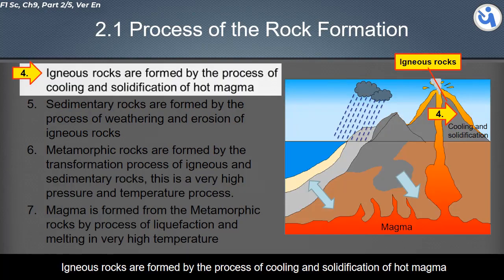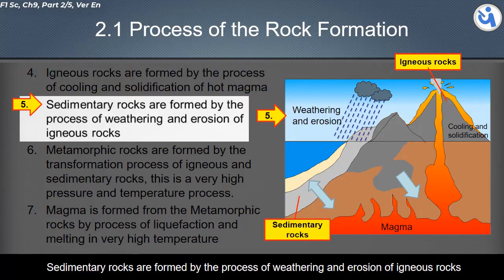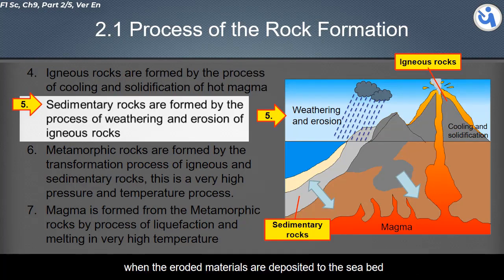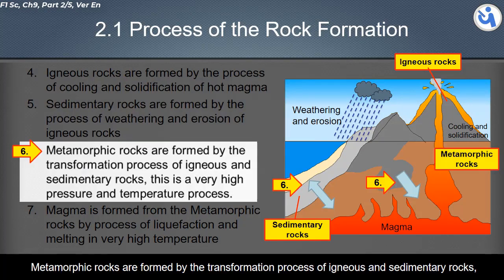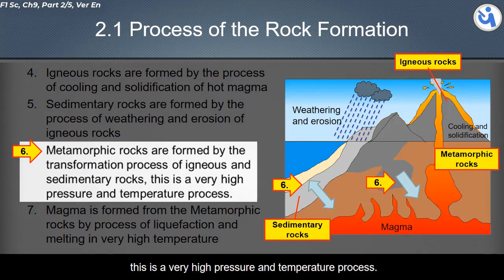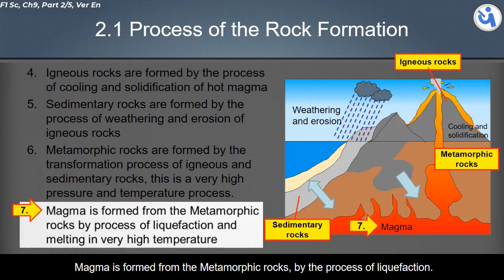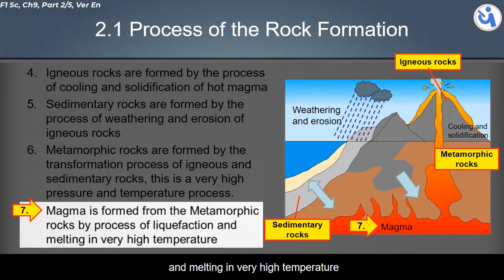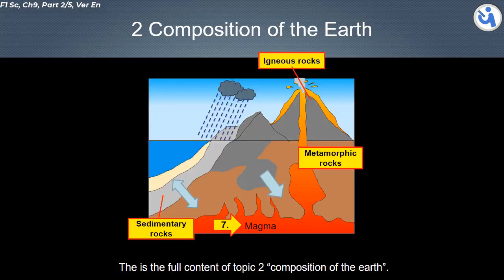Igneous rocks are formed by the process of cooling and solidification of hot magma. Sedimentary rocks are formed by the process of weathering and erosion of igneous rocks, when the eroded materials are deposited to the seabed. Metamorphic rocks are formed by the transformation of igneous and sedimentary rocks. This is a very high pressure and temperature process. Magma is formed from the metamorphic rocks by the process of liquefaction at very high temperature. This is the full content of topic 2, composition of the Earth.